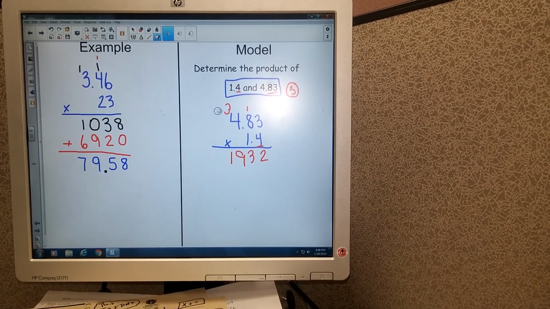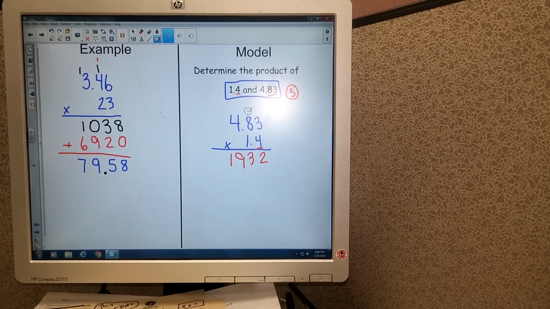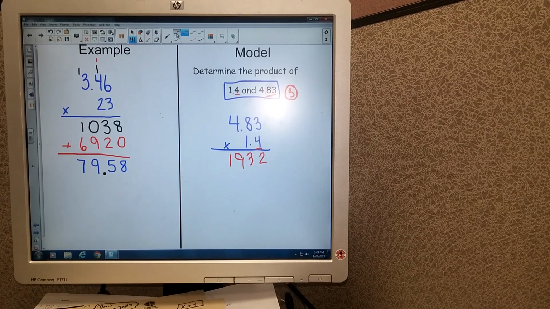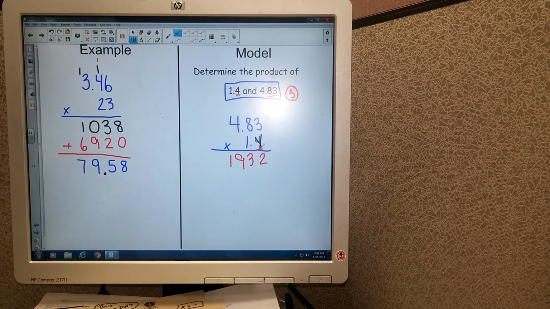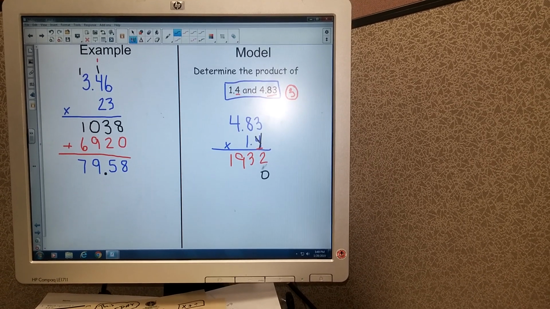Now, I'm done with that place value, so I am going to erase the numbers I carried so I don't mess it up. I'm also going to cross out the place that I'm done with and put the 0 there to hold it.